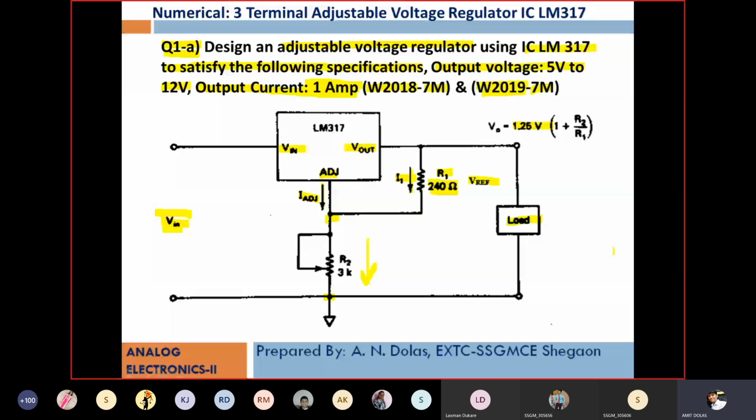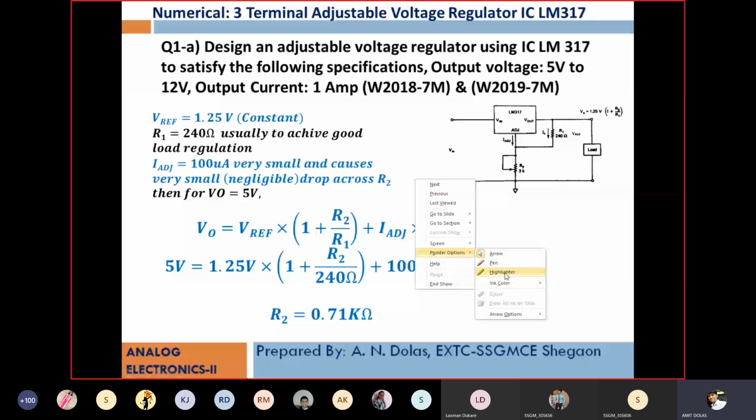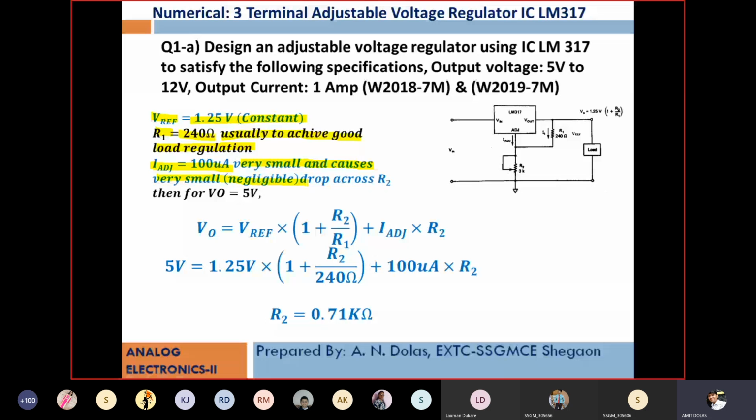So solving for that, we'll solve one by one because the voltage range is 5 volt to 12 volt. We know that V reference is 1.25 volt constant. R1 is 240 ohm, assumed usually to achieve good load regulation. Now please keep this 240 ohm in mind. I adjust is 100 microampere, very small and negligible, causes very small voltage across resistance R2. Therefore, V0 will be equal to V reference into 1 plus R2 by R1, plus I adjust into R2. You may neglect it or may use it, no worry about that.